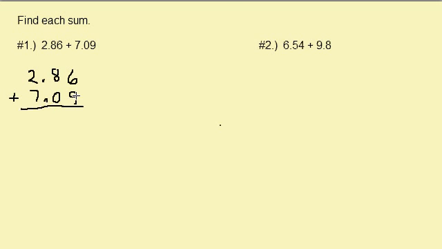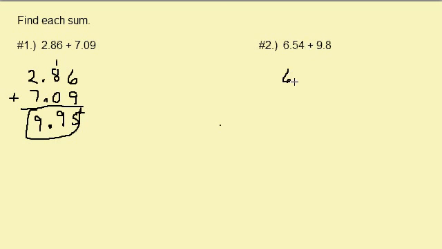And we add. So we have 6 plus 9 is 15. So that's 5, carry the 1. 1 plus 8 plus 0 is 9. And then we bring down the decimal. And then 2 plus 7 is 9. So there's our answer.